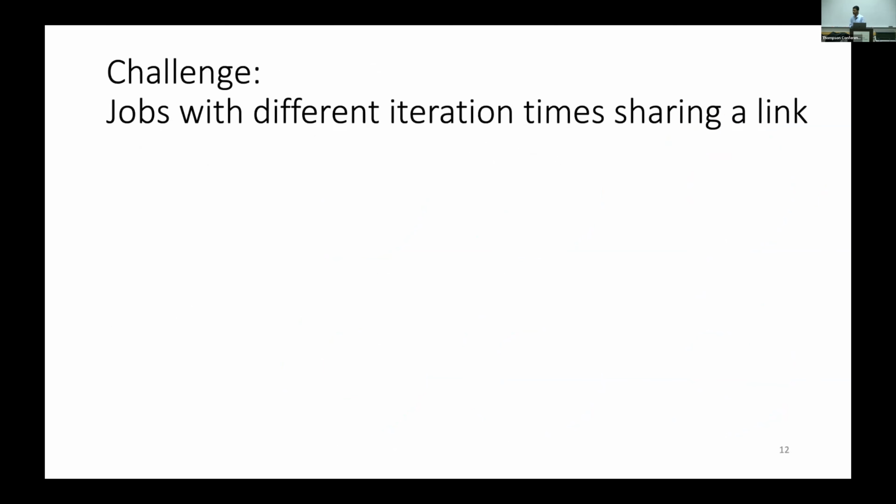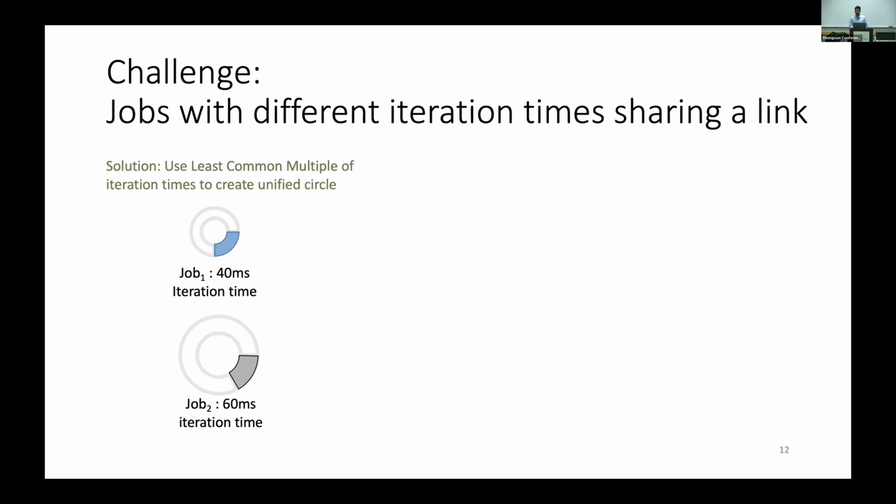This was easy to do when the jobs were the same. What if different jobs end up sharing a network link? For example, job 1 could have a 40 millisecond iteration time. Another job could have a 60 millisecond iteration time. This results in 2 circles of different perimeters, which no longer fit. To solve this problem, we take the least common multiple of the iteration times and create a unified circle. So here, the LCM of 40 and 60 is 120.